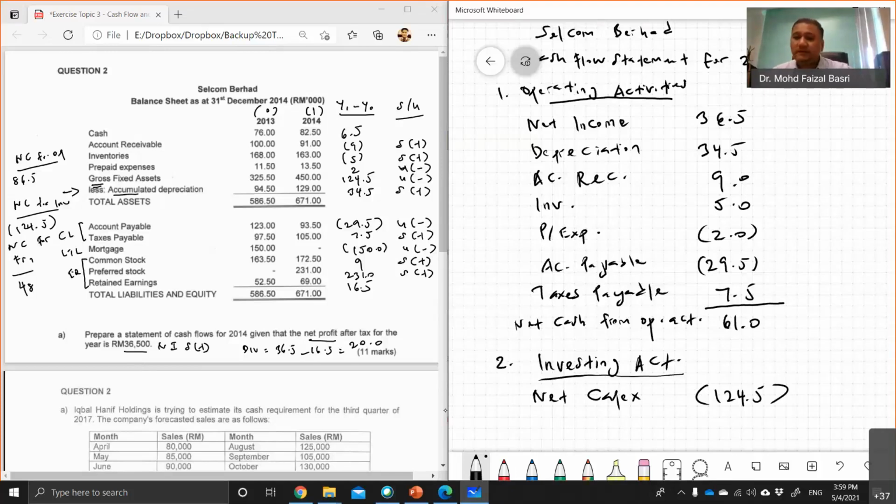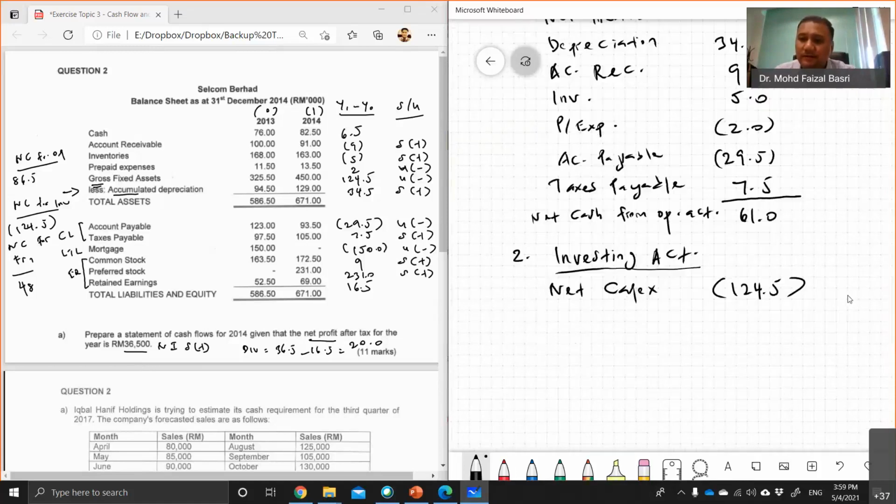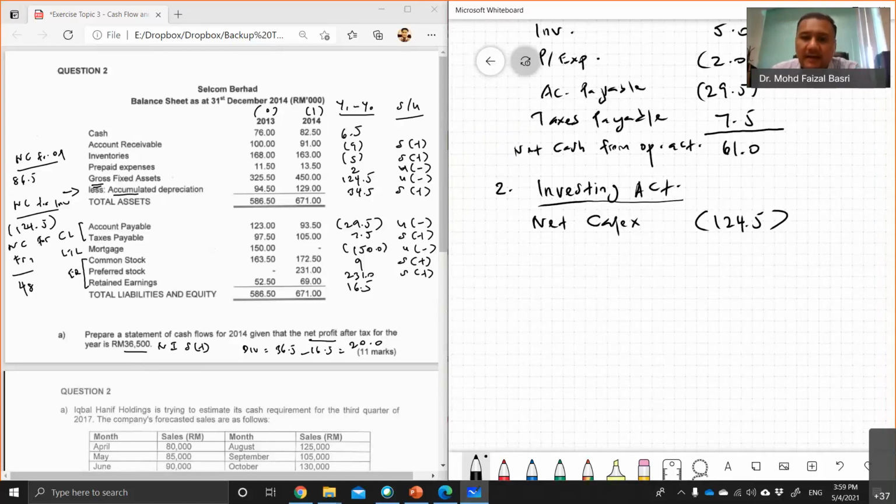Right, so for investing, that's it. That's the only information, 124.5. And lastly, the third one, we have financing activities.